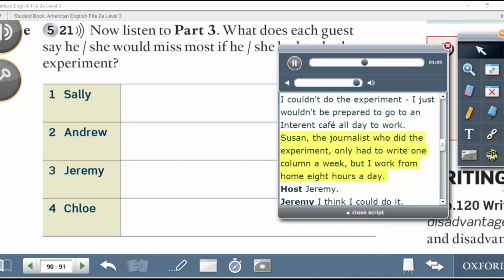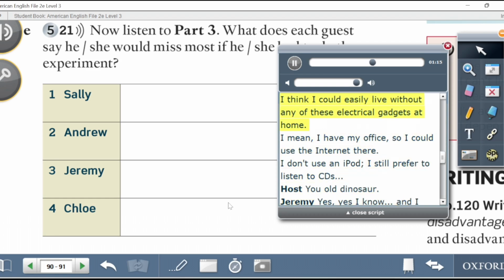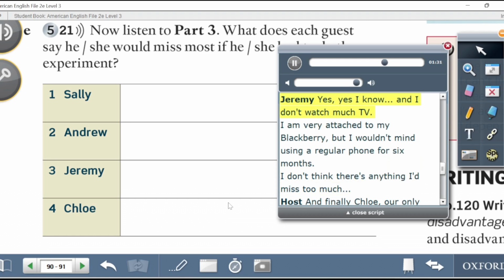Susan, the journalist who did the experiment, only had to write 1 column a week. But I work from home 8 hours a day. Jeremy? I think I could do it. I think I could easily live without any of these electrical gadgets at home. I mean, I have my office, so I could use the internet there. I don't use an iPod. I still prefer to listen to CDs. You old dinosaur. Yes, I know. And I don't watch much TV. I am very attached to my BlackBerry, but I wouldn't mind using a regular phone for 6 months. I don't think there's anything I'd miss too much.